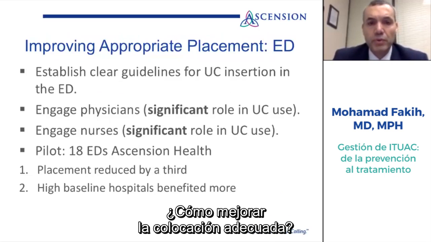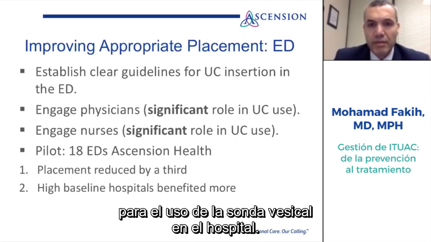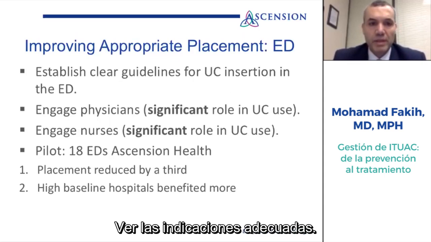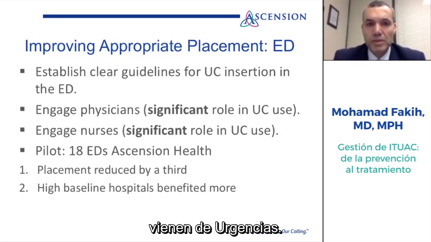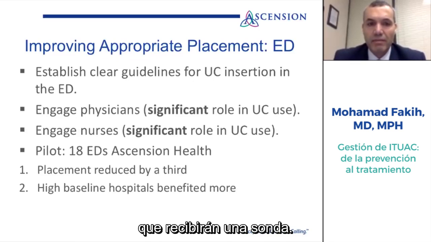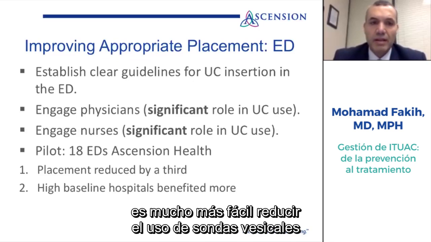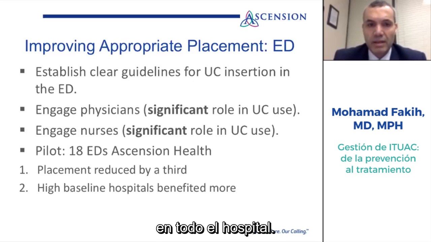So how do we improve appropriate placement? And as I said to you, build first criteria for utilization in your hospital for the urinary catheter. What are the appropriate indications? Now, a lot of patients get admitted to the hospital from the emergency department. So the emergency department gets a lot of traffic of patients where a catheter will be placed. If you intervene there, then you have a very good chance to reduce the urinary catheter utilization, whether it's in the non-intensive care unit or the intensive care unit, in the whole hospital, because they go from the emergency department to many of these different units.